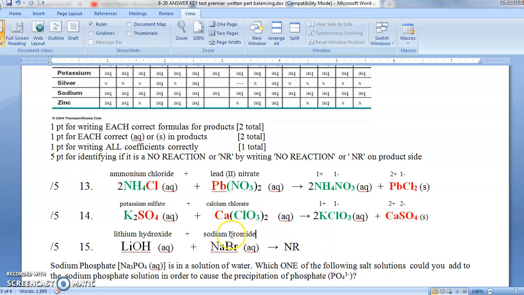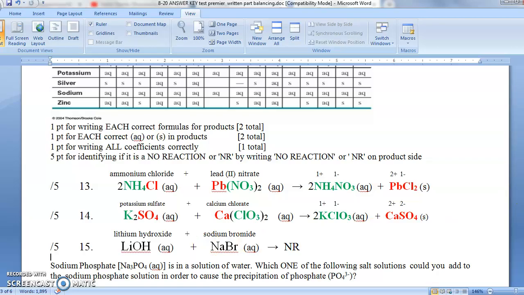And let's take a look at what happens here. This time we're going to be reacting lithium hydroxide with sodium bromide. Where do we get the formula LiOH? Well, we learned a long time ago that the hydroxide ion is 1 minus. Lithium is in family Roman 1, the alkali metals. They will always become 1 plus. We crisscross a 1 and a 1, that's LiOH.